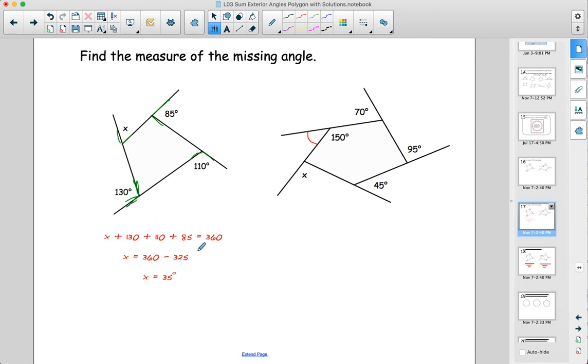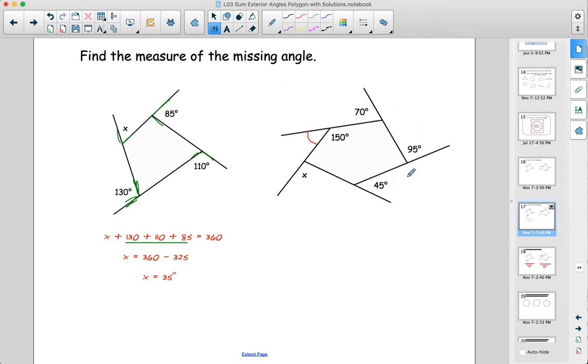So the sum of all 4 of those should be 360. X plus 130 plus 110 plus 85. If you add those 3 numbers together, you will get 325. So to find x, it should be 360 minus 325. So x is 35 degrees. All right, see if you can find the missing measure over here.